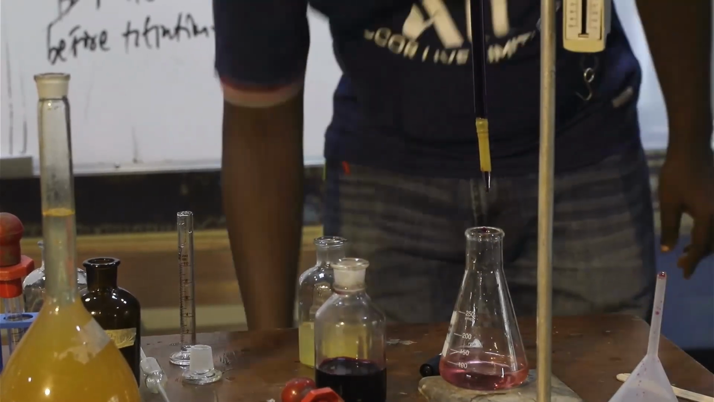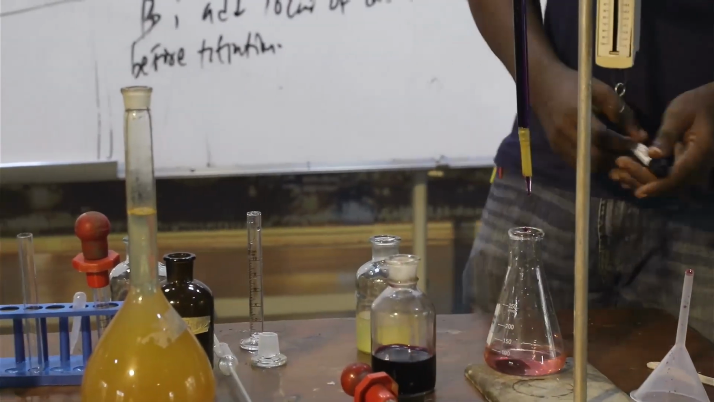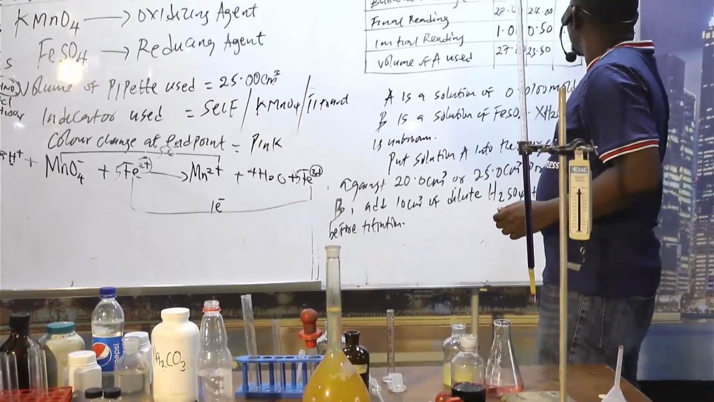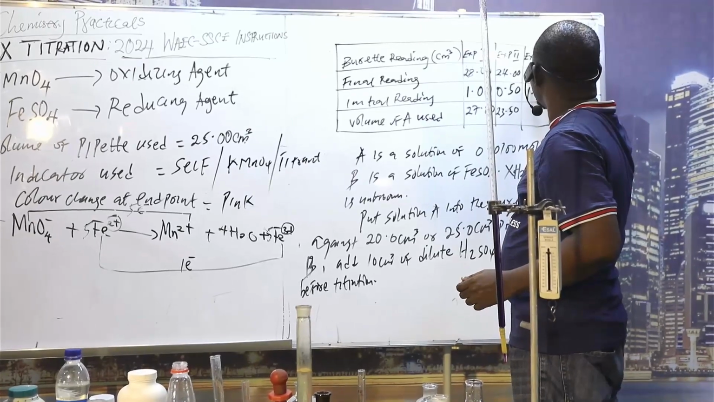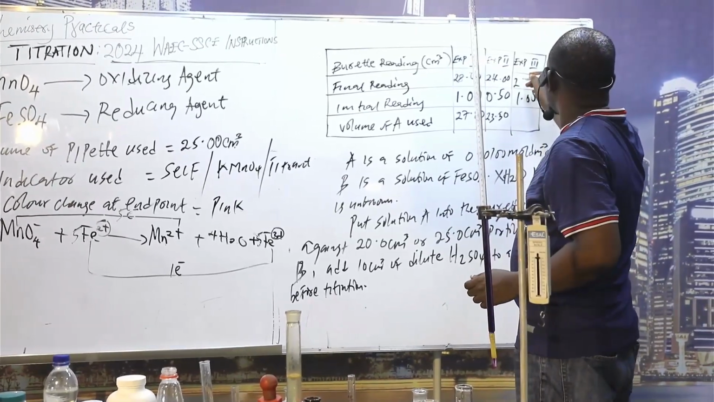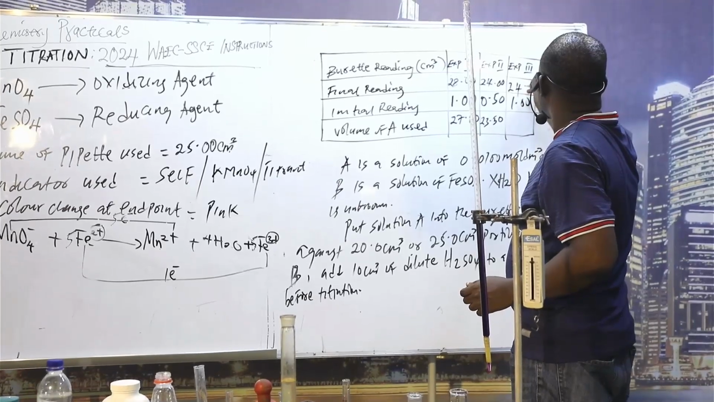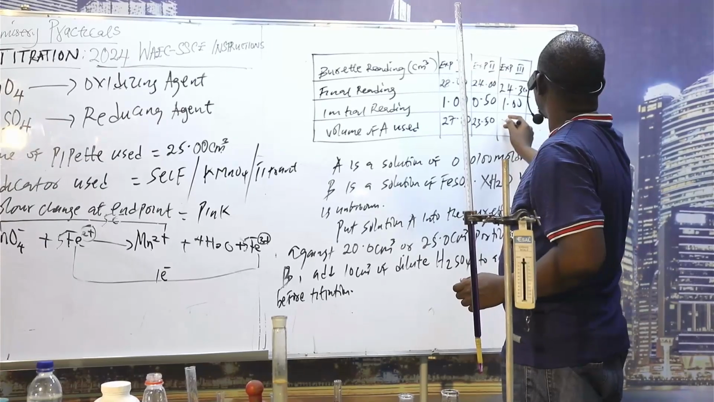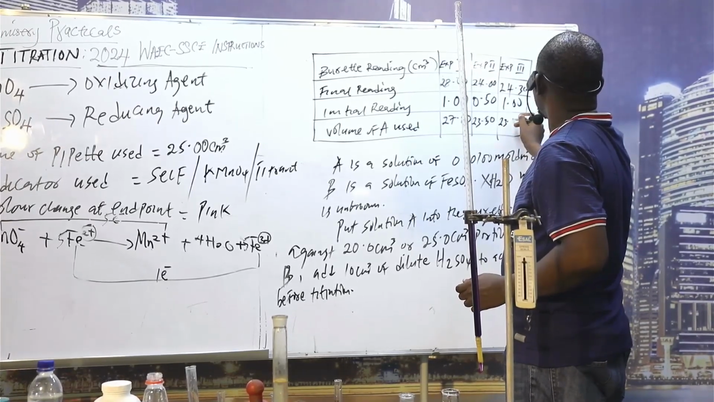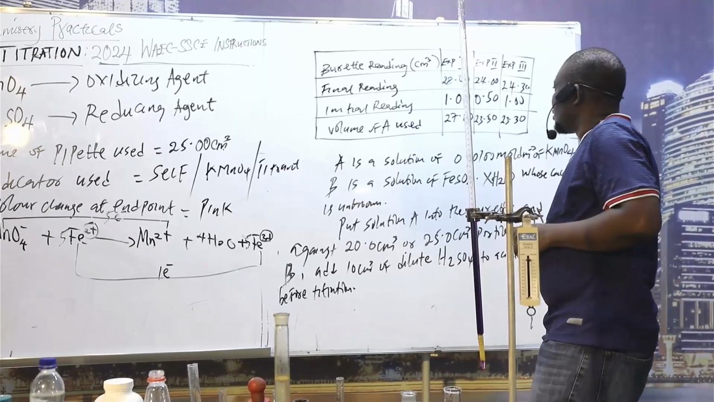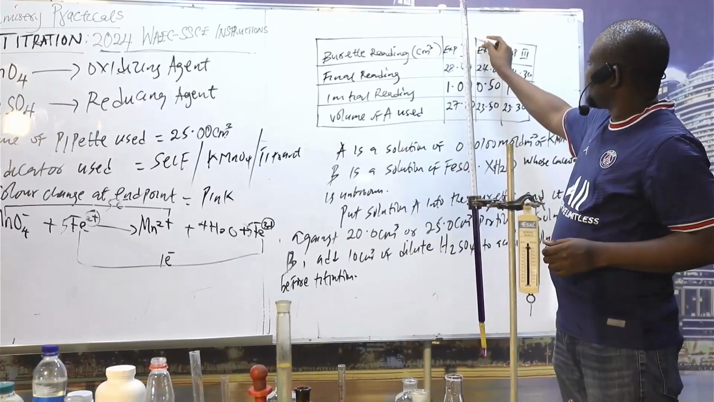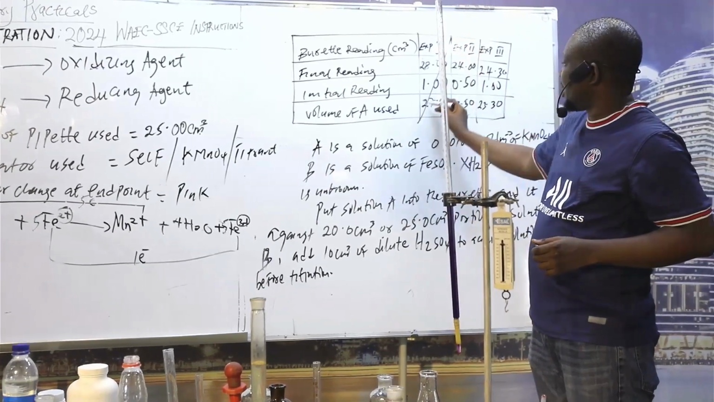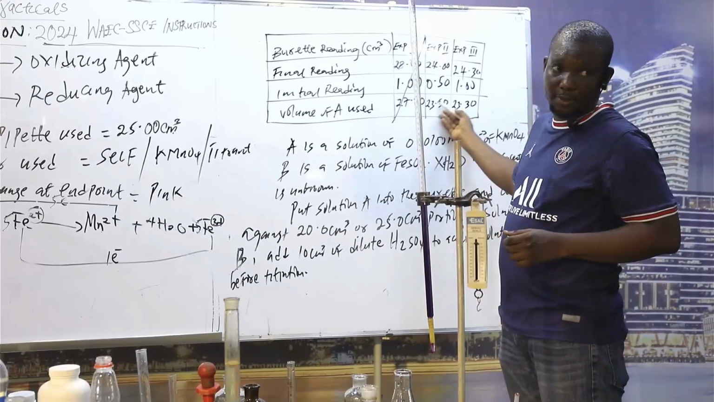Okay, so I got 24.30. So what do you have here? 23.3 what? 0. Okay. So this one is off. What do you do? You cancel. It's not cancel, just to show the examiner that this is not consistent with these two readings.